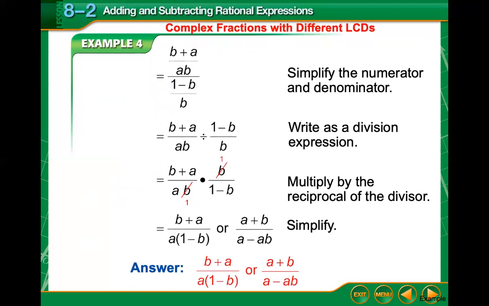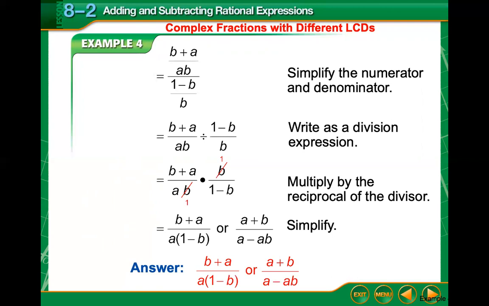So we're going to simplify the numerator and the denominator. And so our numerator is now b plus a over ab, and our denominator is 1 minus b over b. So we're going to write this as a division expression. Again, we keep our first fraction, our numerator, b plus a over ab, and we're going to divide by 1 minus b over b. But as when we divide with fractions, we flip the second, so it becomes b over 1 minus b. And now we're going to multiply.